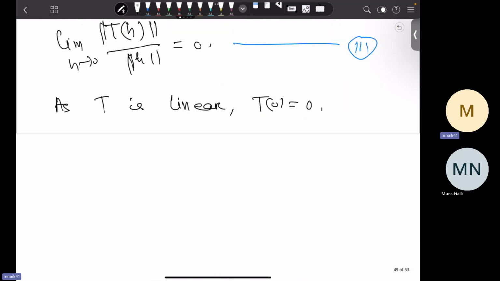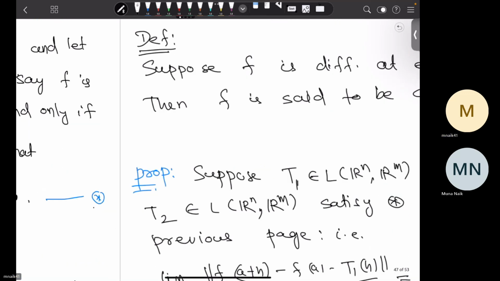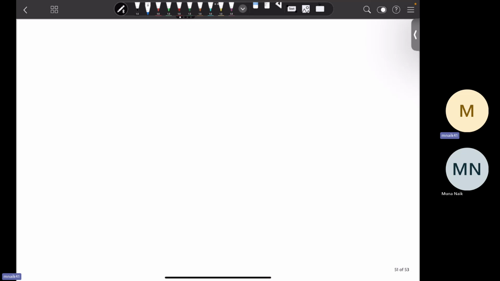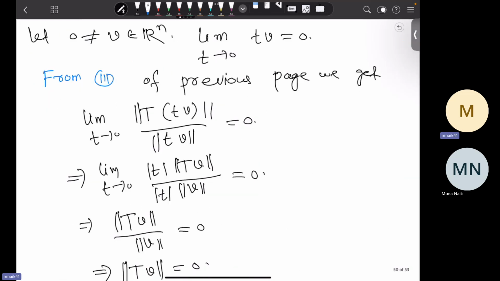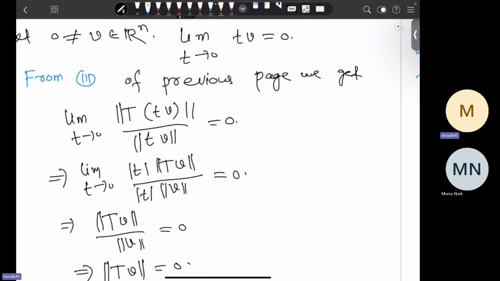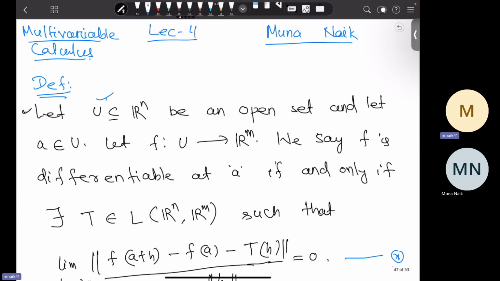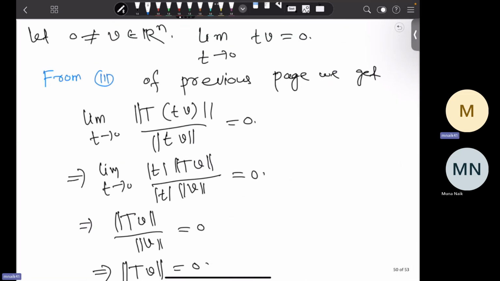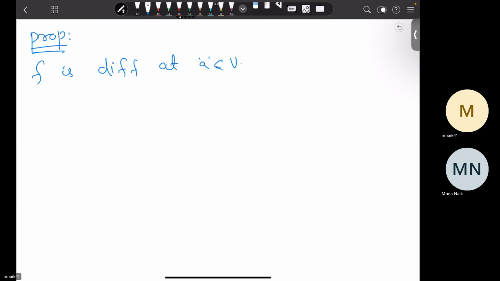Okay, so let us move forward now. The next proposition I want to prove is that if f is differentiable at a, you have the assumption that f is a mapping from u to Rn, at a belongs to u, then this implies that f is continuous at a.